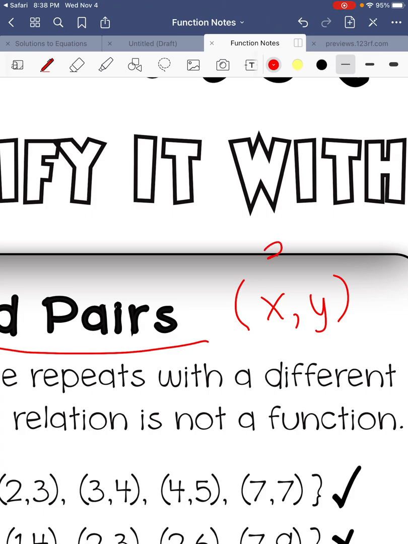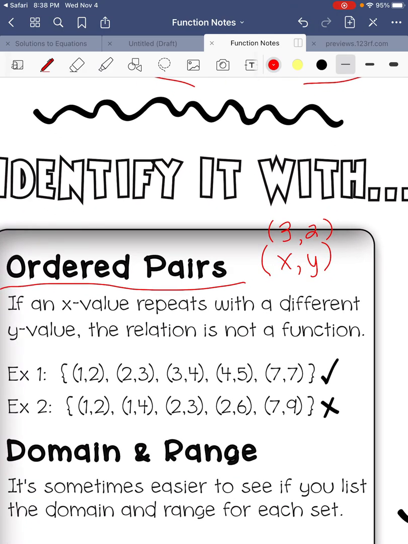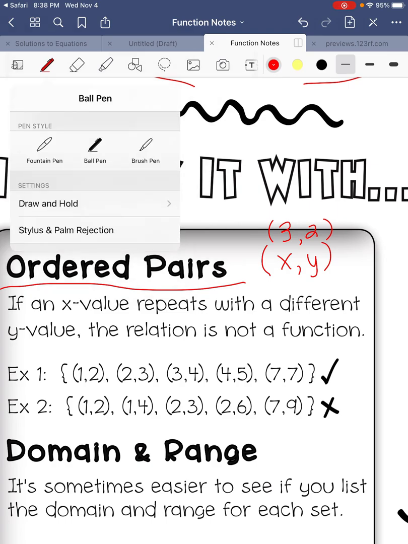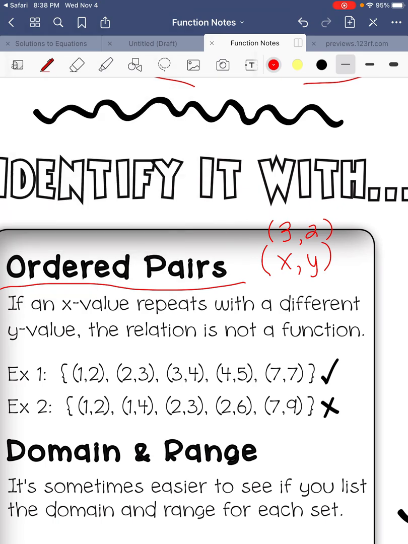So for example, in the ordered pair (3, 2), that tells me that I have to move on the x-axis over to 3. So I'd go over 1, 2, 3, and up 2, and I'd plot my point right there, okay? So ordered pairs are the x-y combination. So looking here, in example 1, my first ordered pair is (1, 2). My second pair is (2, 3), (3, 4), (4, 5), (7, 7).